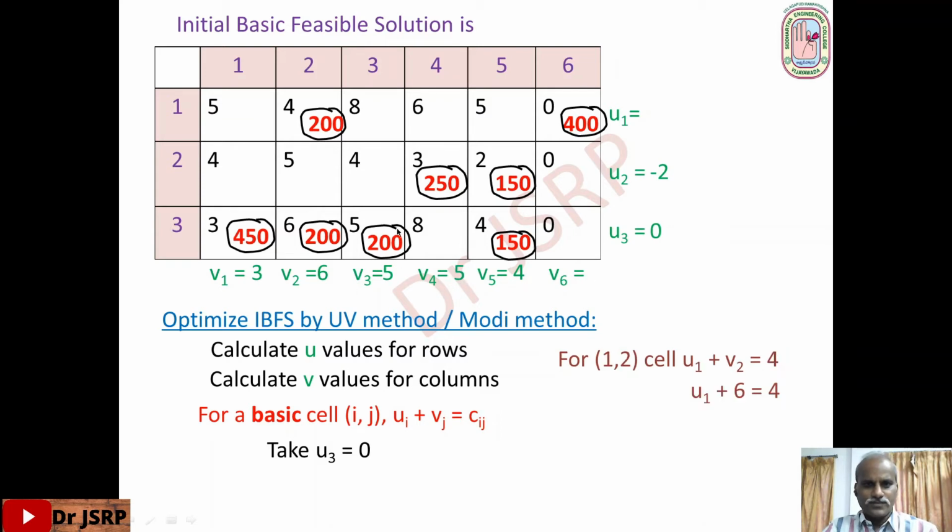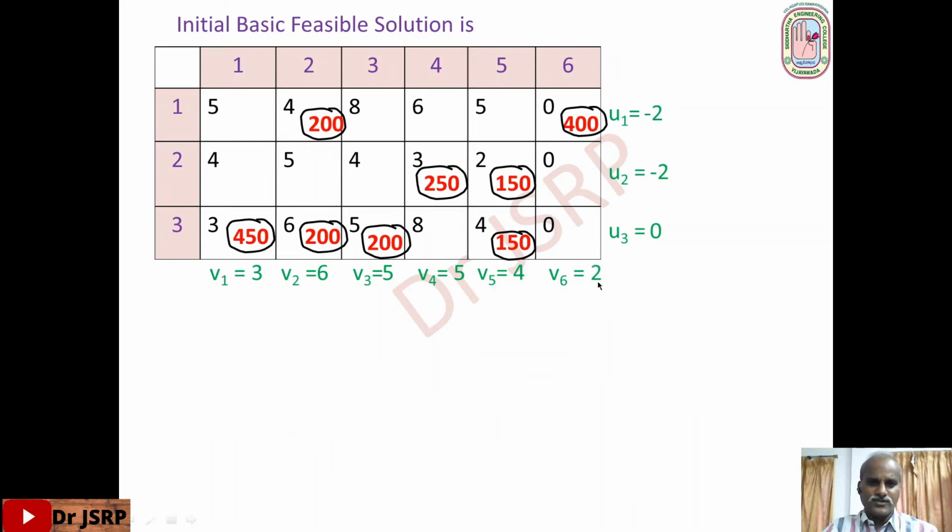Next, consider the 1 2 cell. So U1 plus V2 equals cost 4. So we know V2. So U1 plus 6 equals 4. So U1 equals 4 minus 6, that is minus 2. Next, consider the 1 6 cell. U1 plus V6 equals cost 0. So U1 is minus 2, plus V6 equals 0. V6 equals 2. Okay. So these are the U values and V values.